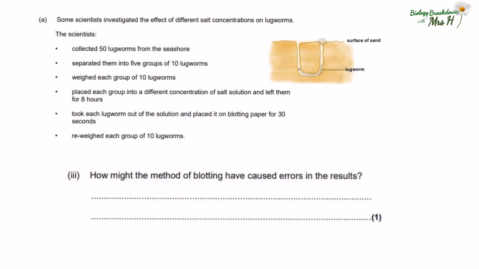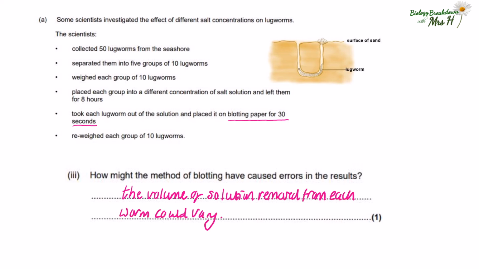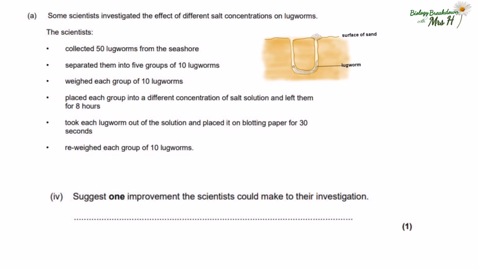How might the method of blotting have caused errors in the results? In the method, it says that each lugworm is placed on blotting paper for 30 seconds, but the volume of solution removed from each worm could vary. Suggest one improvement the scientists could make to their investigation. They could use equal sized worms or make sure that they're the same starting masses.